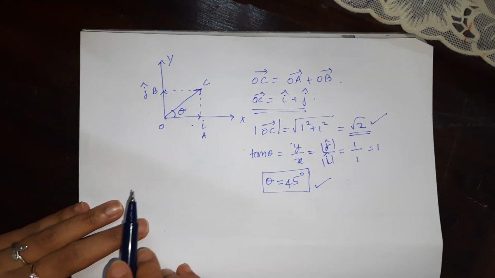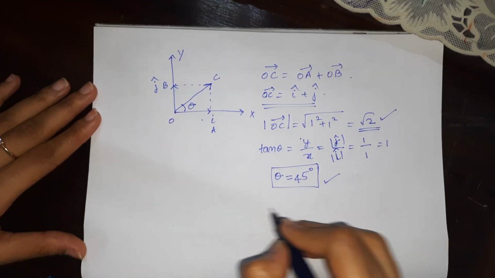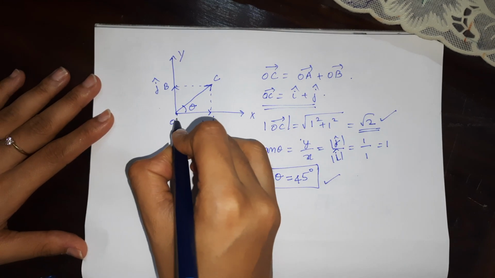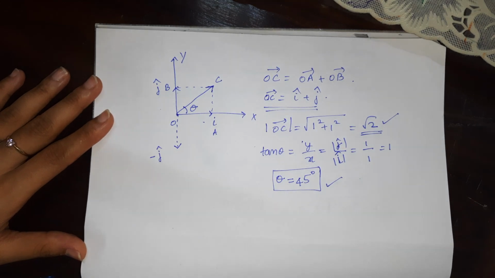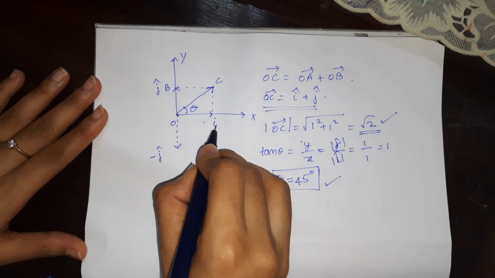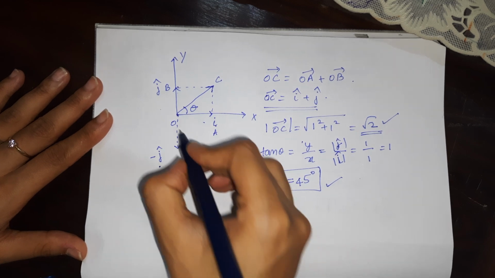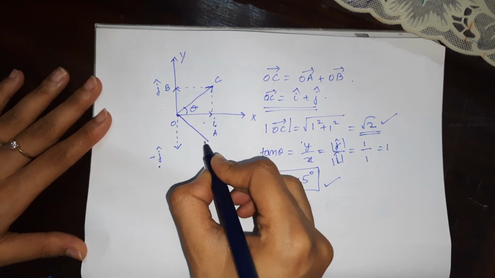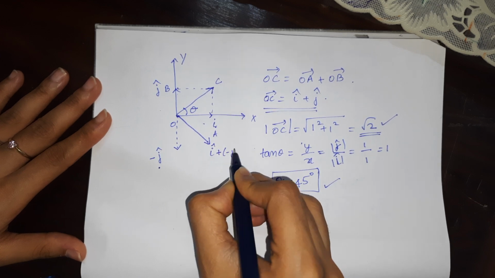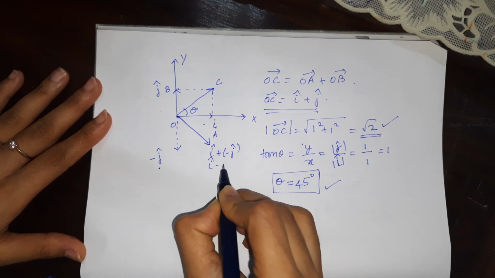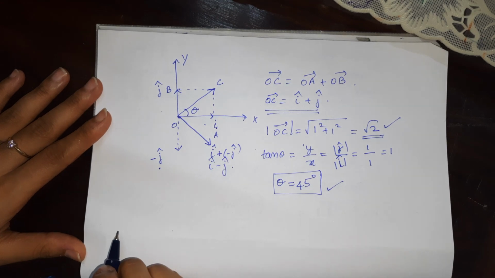Now how will you do it for negative? For negative we want i cap minus j cap. So for minus j cap, we take the reflection of j cap along this axis, and if you take the resultant of i and minus j, what answer will you get? This is the resultant of i cap plus minus j cap, so that is equal to i cap minus j cap, as simple as that.